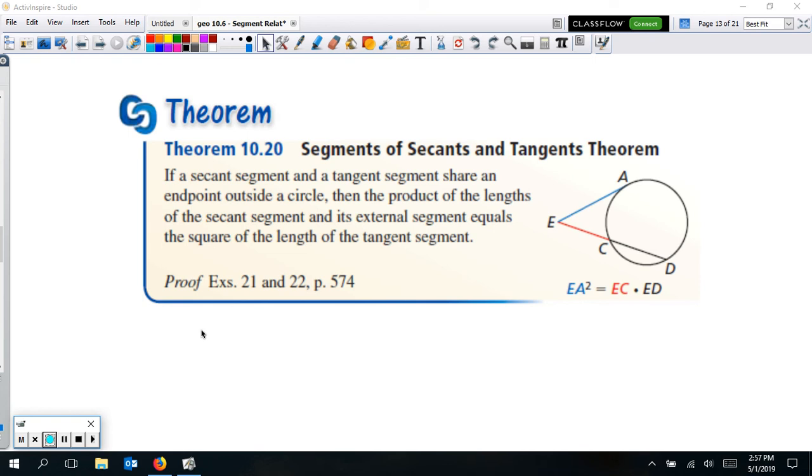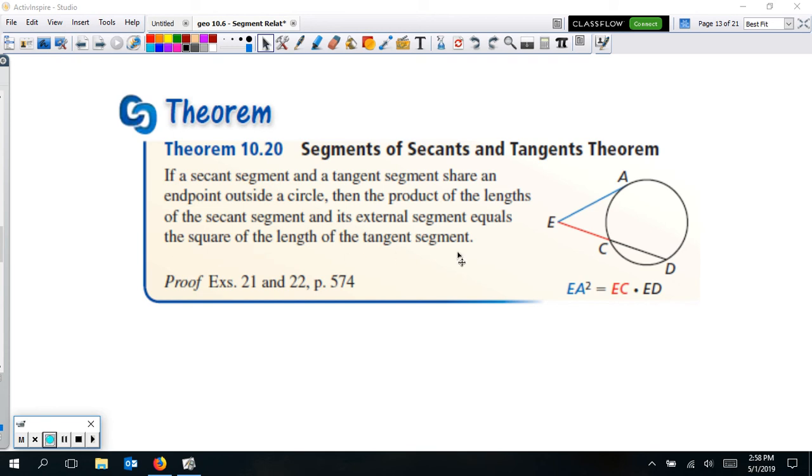The next one below that is now the segment of secants and tangents theorem. So what if we have a tangent segment and a secant segment in the same circle, and it's got a similar property. It says if a secant segment and a tangent segment share an endpoint outside a circle, then the product of the lengths of the secant segment and its external segment equals the square of the length of the tangent segment.